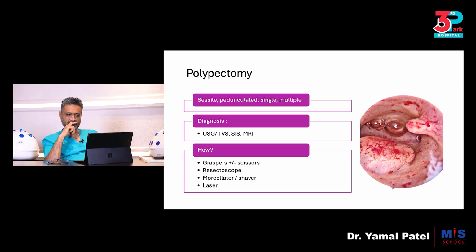Now we move on to polypectomy. Polyps are endometrial overgrowths, and they can be described as sessile, which means they have a broad base, like this one here, or pedunculated, where they have a narrow base and are free floating. It could be a single polyp, or multiple polyps inside the cavity. It could be a suspicious polyp. So there are different types of descriptions of polyps.